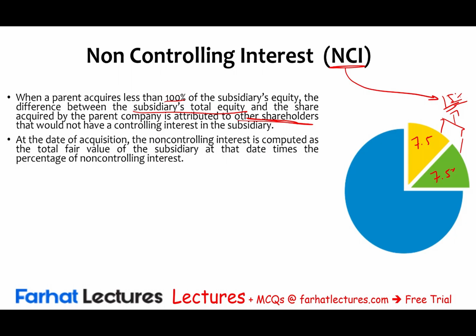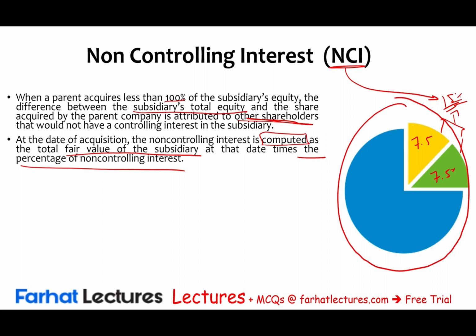At the date of the acquisition, the non-controlling interest is computed. We have to compute the value of the non-controlling interest. And how do we do that? As the fair value of the sub at that date times the percentage of the non-controlling interest. So we have to figure out what was the fair value of the sub times 15% in our situation. And it's reported as a separate line item on the balance sheet. So on the balance sheet, we'll have NCI as a separate line item.